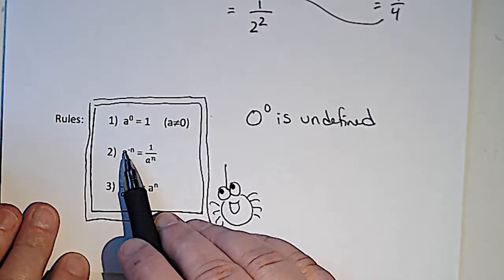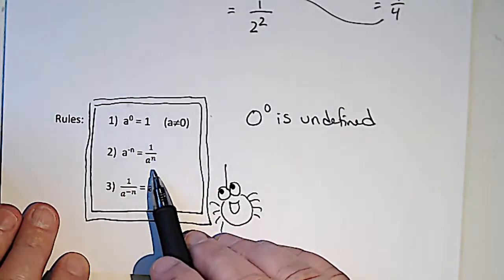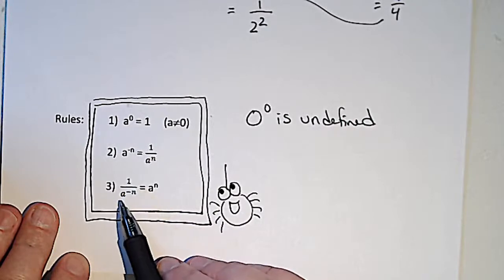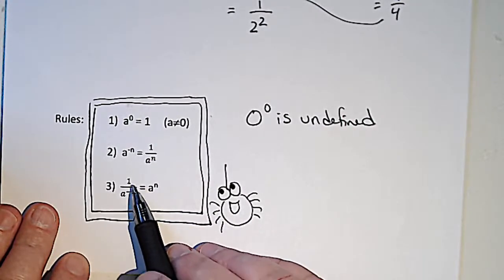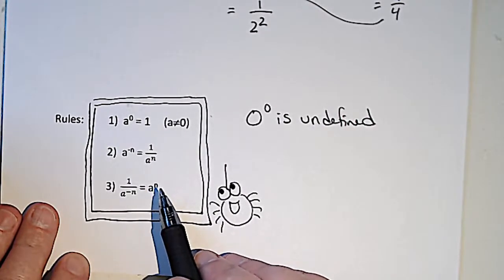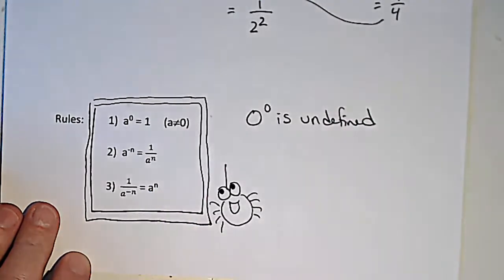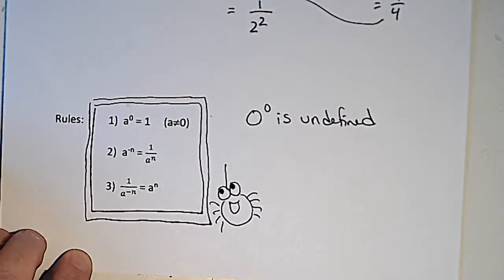A to the opposite of n is 1 over a to the nth. And if we have a to the negative n, or a to the opposite of n, in the denominator, it pops up and it changes sign. So now we have an interesting thing. Exponents. If we have a negative exponent, it means you're in the wrong place, which opens us up.